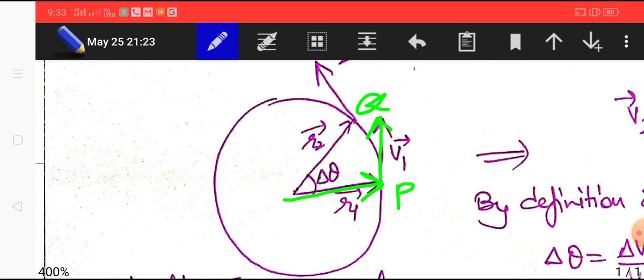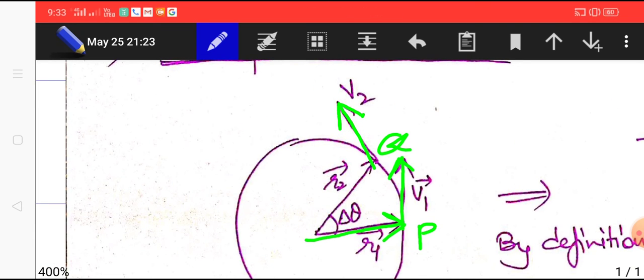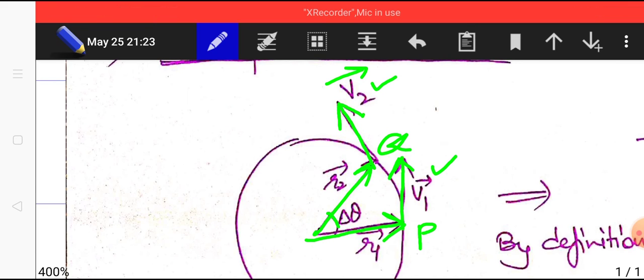Here its velocity is v1, and at point Q the velocity is v2. The magnitude of v1 and v2 is the same but the direction is changed, that's why they are different vectors, and the second radius vector is r2. Now note that the angle between the two radius vectors r1 and r2 is delta theta, and v1 is perpendicular to r1 and v2 is perpendicular to r2.